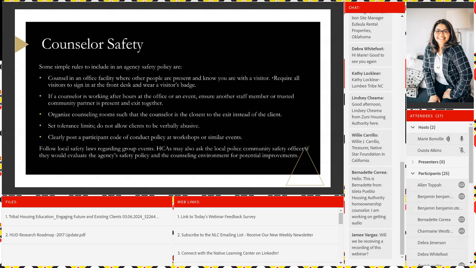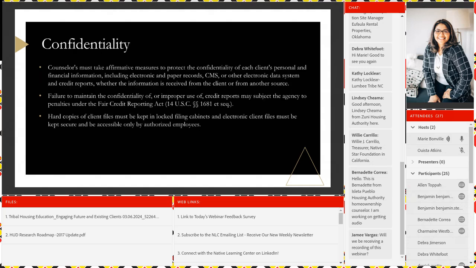The other thing, I like this idea. It's something I hadn't thought of before, but again, those HUD housing counseling agencies have this information, and I thought it would be neat to say, why not get your community safety officer to go out and evaluate your safety policy and or your counseling environment for potential improvements. So I thought that one was a good one. And it's something we should think about, because sometimes our folks are in a vulnerable state, especially when it comes to housing insecurity. And you want to make sure that you're protected and they're protected as well.